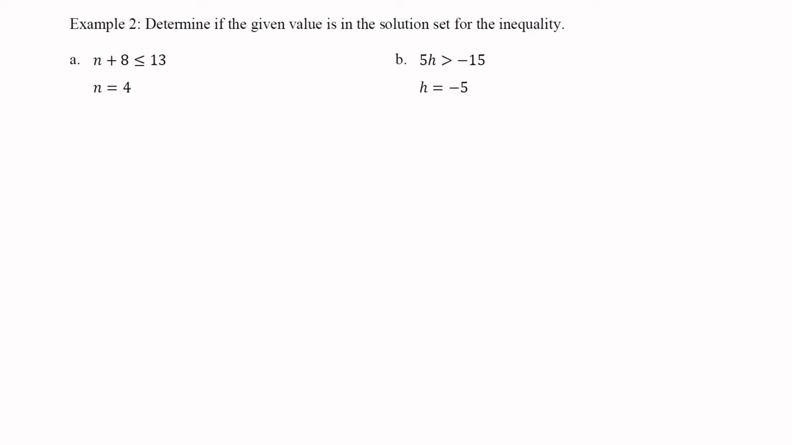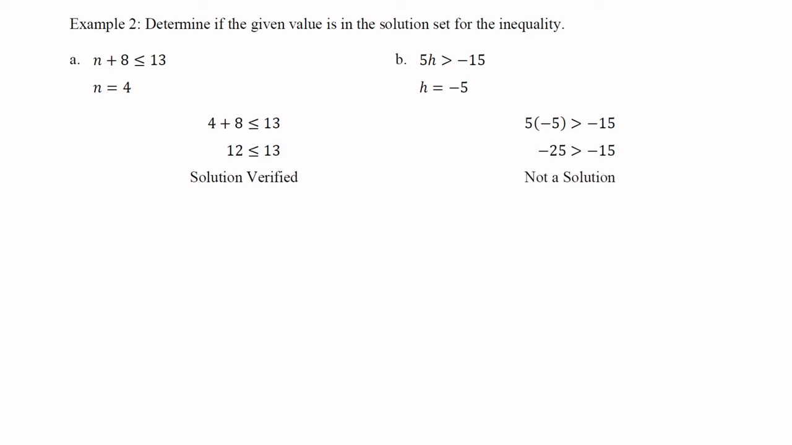So let's start with a couple of examples. For example A, n plus 8 is less than or equal to 13. We are trying to see if n equals 4 is a solution. So we substitute 4 in, 4 plus 8 is 12, and 12 is indeed less than or equal to 13. So the solution is verified. For B, we're going to substitute in -5 for h, and that's going to give us -25 is greater than -15. And so this is not a solution because that is a false statement.